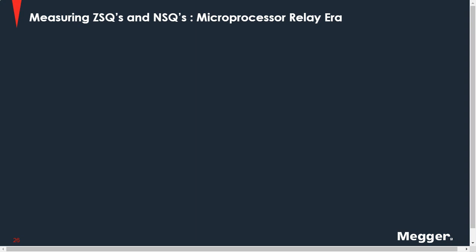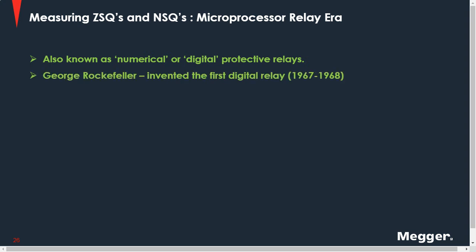But with the advent of digital/microprocessor numerical relays by the likes of George Rockefeller and Edmund Schweitzer, the ability to perform the numerical calculations was greatly simplified. They greatly simplified this process. And George Rockefeller, he was one of the first.